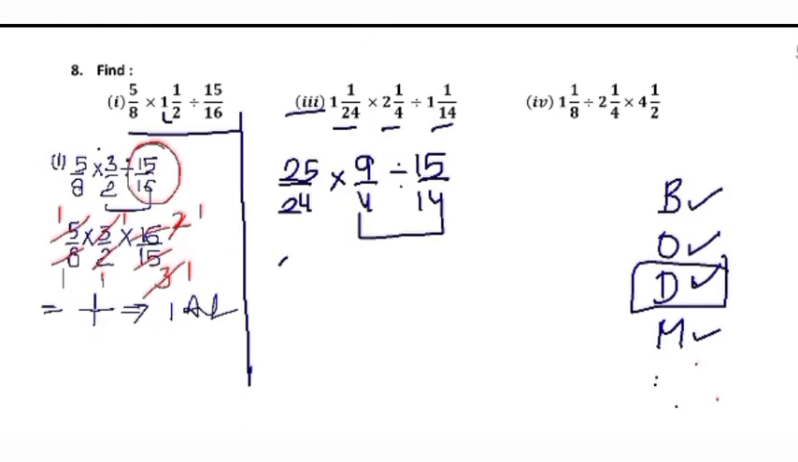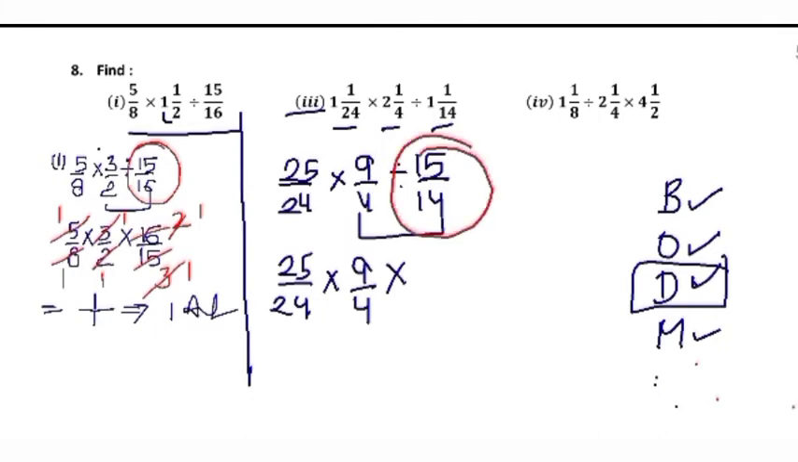Okay. So write 25 upon 24 as it is. Multiply 9 upon 4. Replace the division sign by the multiplication and then write its reciprocal. Reciprocal of 15 upon 14 is 14 upon 15. This numerator and this denominator both are divisible by 5. So cut them. 5 3s are 15, 5 5s are 25.